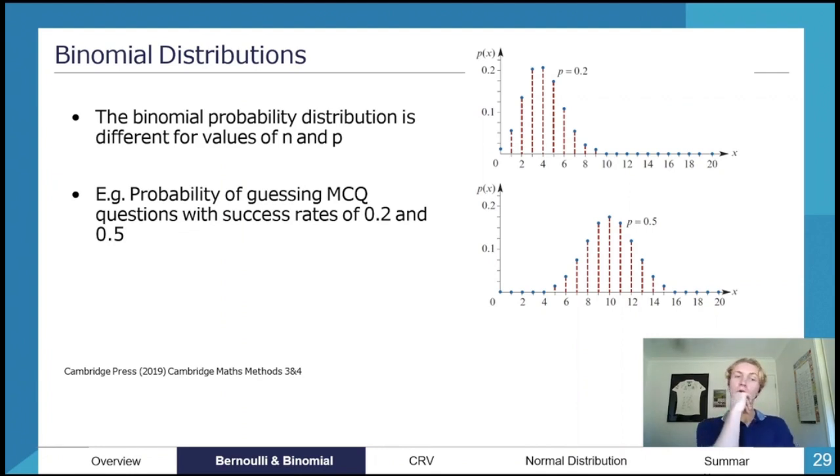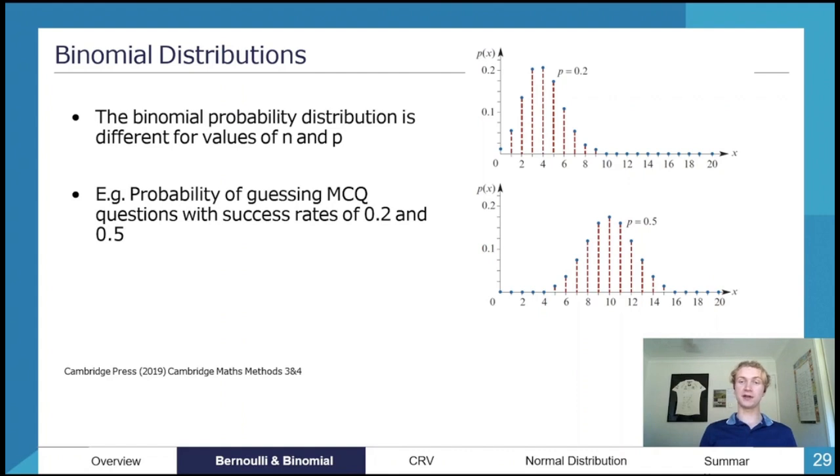So an example here would be the probability of guessing MCQ questions with success rates of 0.2 versus 0.5. So this is like the number of outcomes that we get versus the different probabilities. And the probability of obtaining that number of outcomes successfully guessed is different depending on the probabilities. For example, in the first one, when the probability is only 0.2, so if you're guessing those MCQs, you're only getting four or six right, right? Between two and six really.